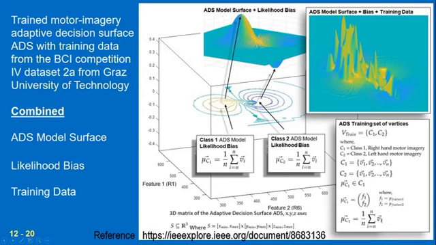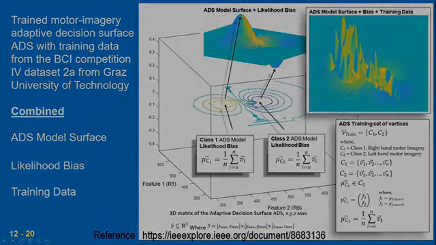The surface of the ADS classifier will change when the training data is applied. Each training point will have a corresponding Gaussian structure. A Class 1 training point will be a positive Gaussian structure. A Class 2 training point will have a negative inverted Gaussian structure. The ADS model surface is constructed by combining the likelihood bias and the training data.